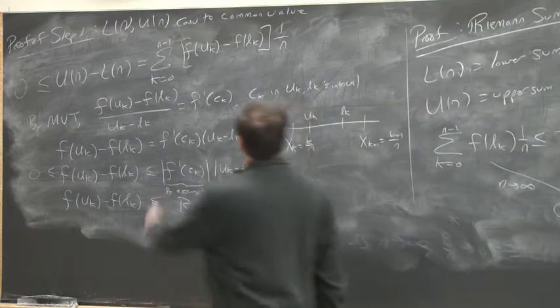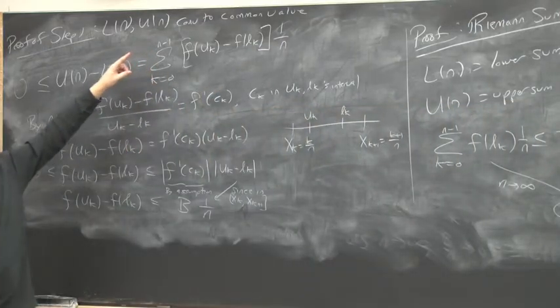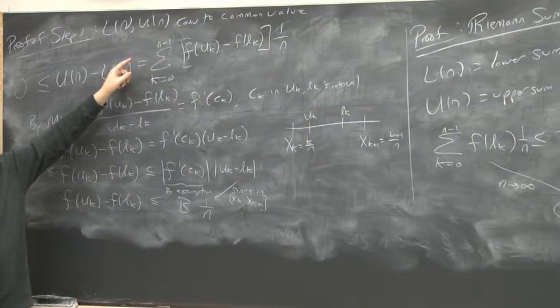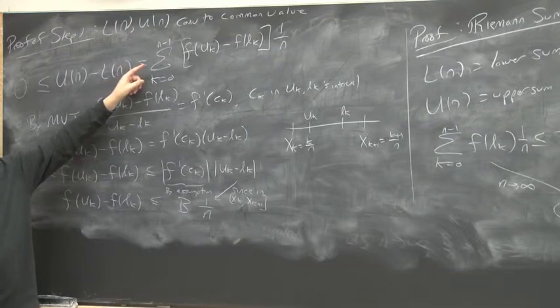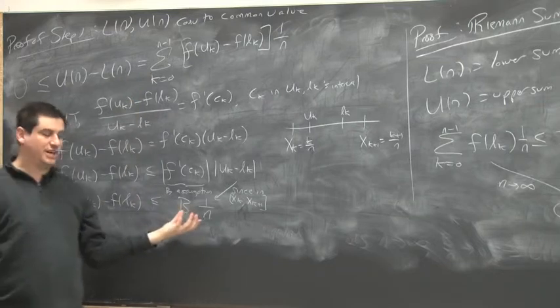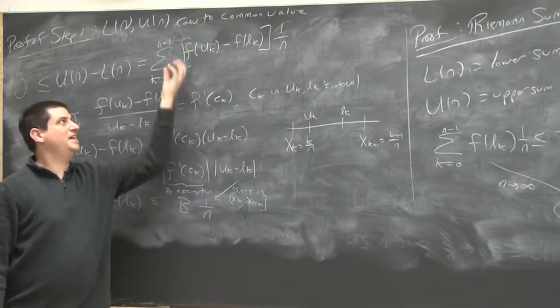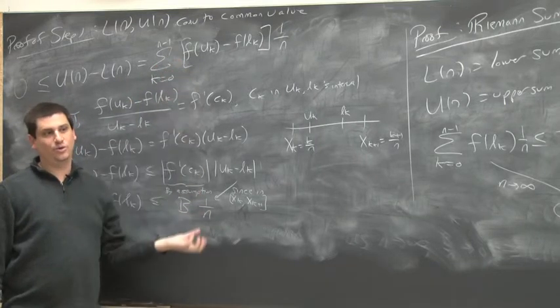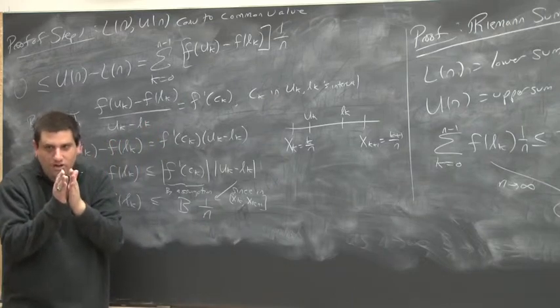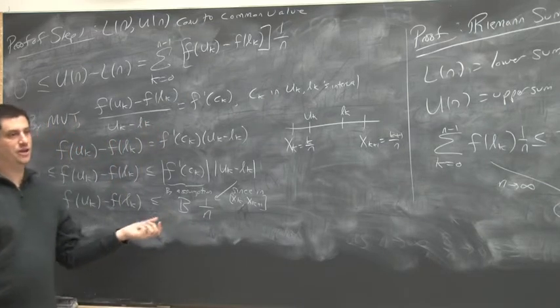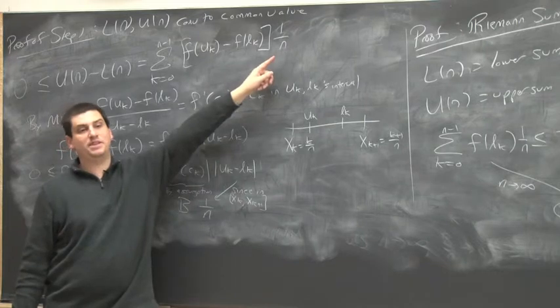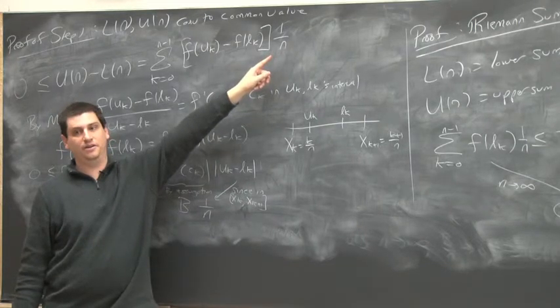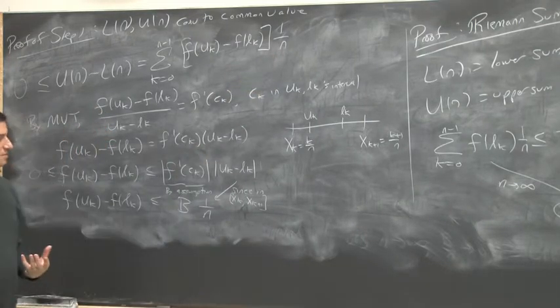Now the problem is, however, how many sums do we have? So how many summands are there? n. So even though this is getting small, I have it n times. So something very, very small many, many times could be large, but I get to multiply by the length of the interval, again by 1 over n. And that's going to save me. I'm going to get something that's small.